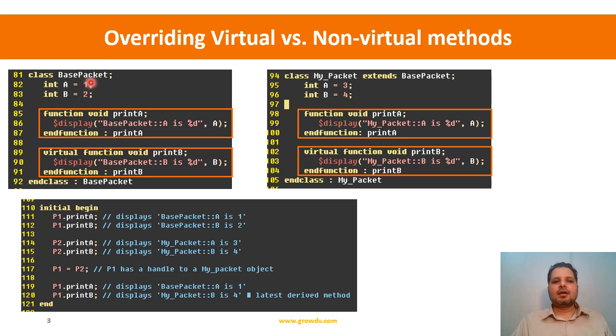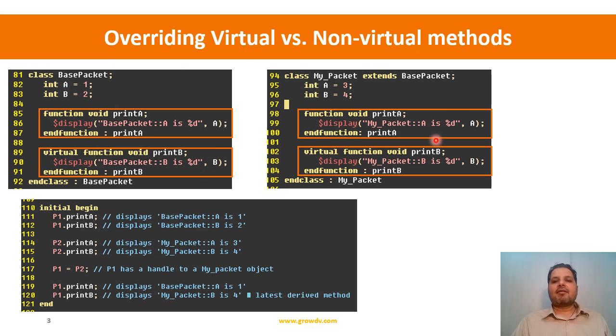So I have one base packet class that I have defined. I have two integer variables: a is initialized with the value of 1, and b is initialized with the value of 2. I have declared two functions. One is of non-virtual type because you don't see a virtual qualifier over here, and the second function, print b, is qualified with the virtual keyword. And what are those functions doing? Each one of them is displaying one variable. So print a is displaying the value of a and print b is displaying the value of b.